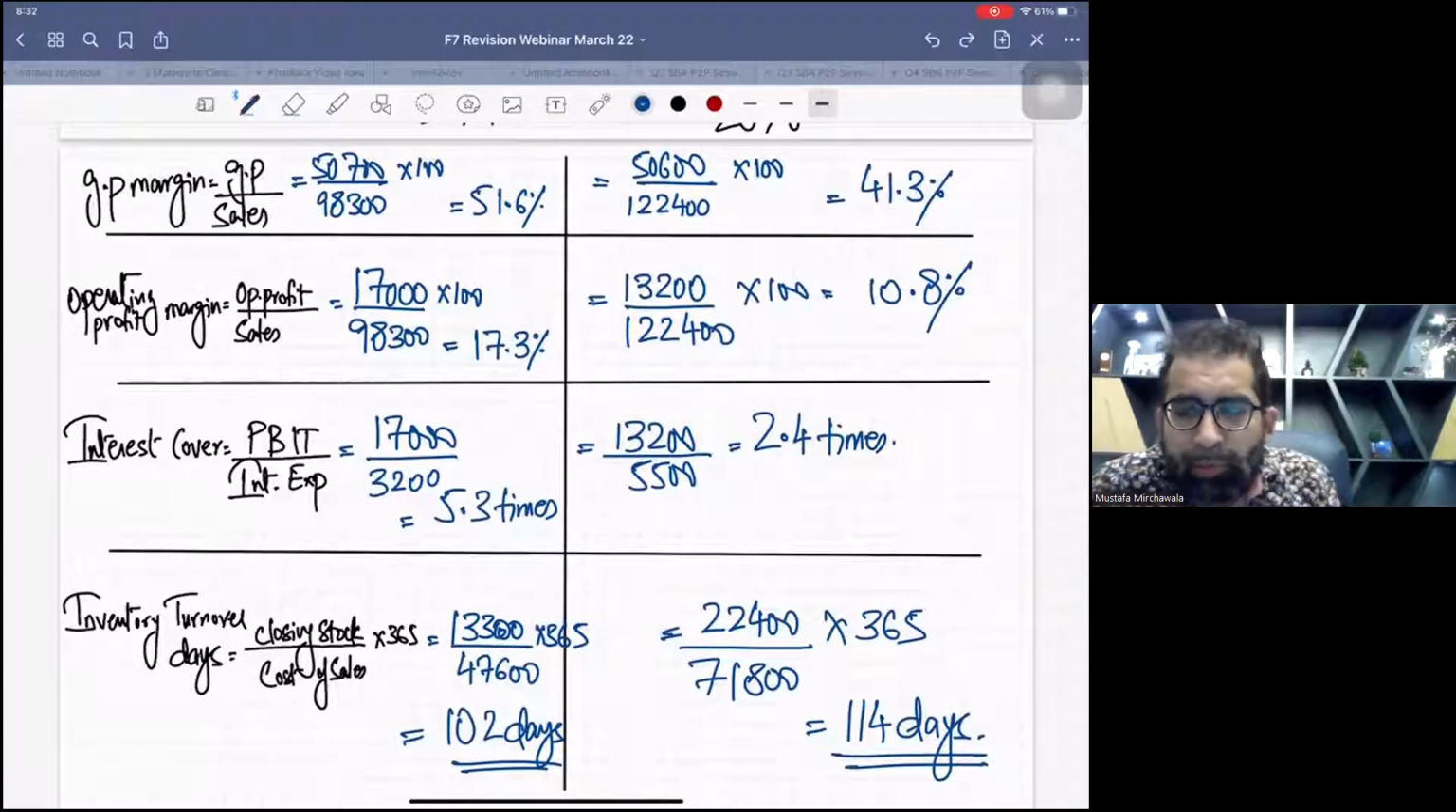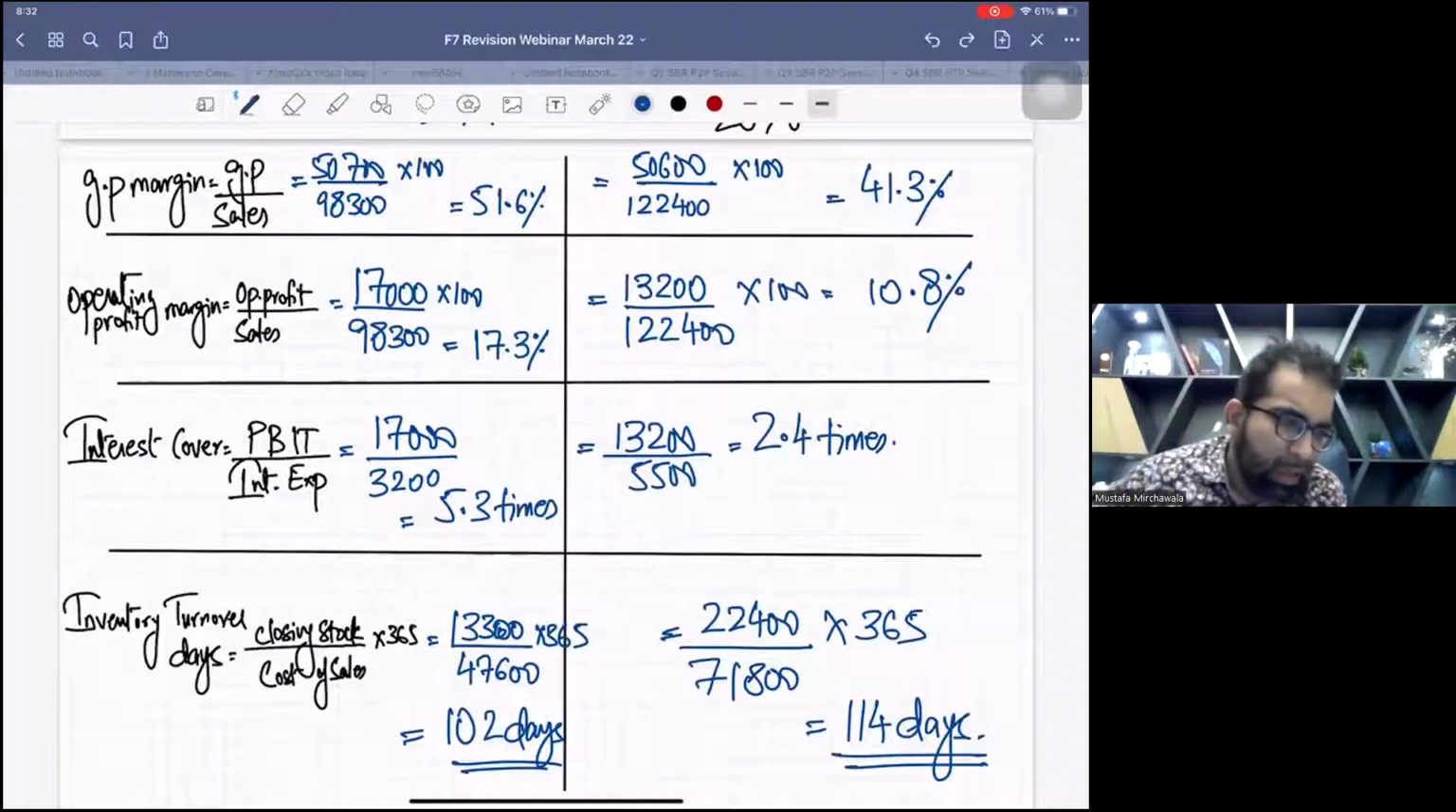These are the four marks, very plain marks. The easiest marks of this question were requirements A and C. For B, not everybody can write on IAS and IFRS, but A and C are scoring marks.